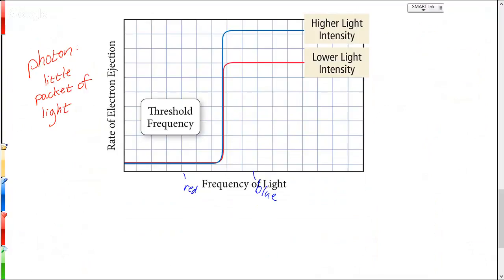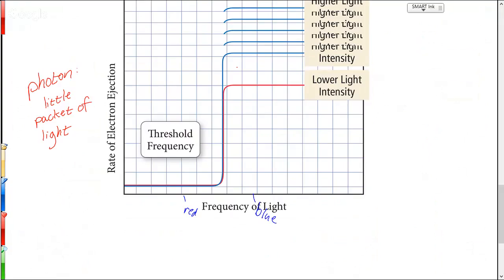And so even when you just have one of those little tiny packets of light, you can eject one electron. If you had 2 packets of light, you could eject 2 electrons. If you had 3 packets of light, you could eject 3 electrons, and so on. But each packet has to have enough energy to do that. And if you have a packet with too small of energy, then it's not going to work even if you bombard billions and trillions of those little packets at the metal.